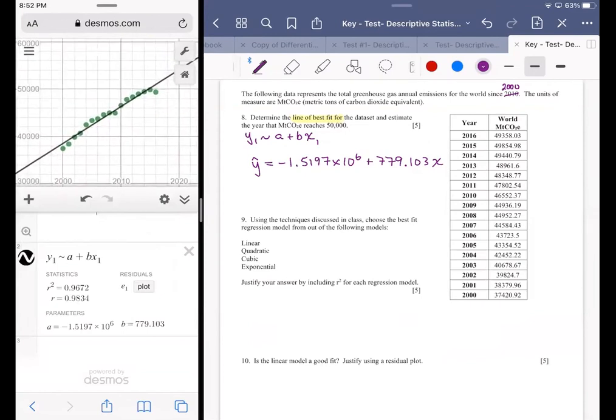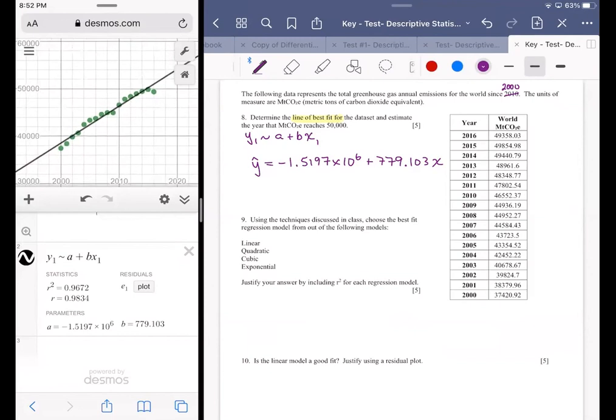Yeah, it gives a little bit of a better look, right? And also you can see that it's not really a linear model that would be the most appropriate fit based off of this diagram. But the question's asking for a line of best fit, so that's what we get. Now, what we need to do is figure out when this is going to be equal to 50,000.